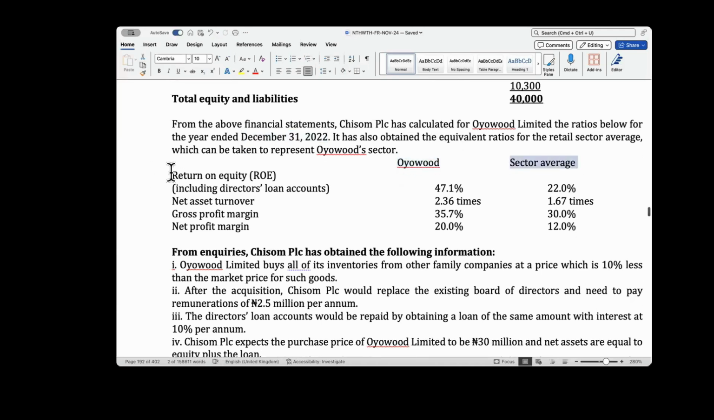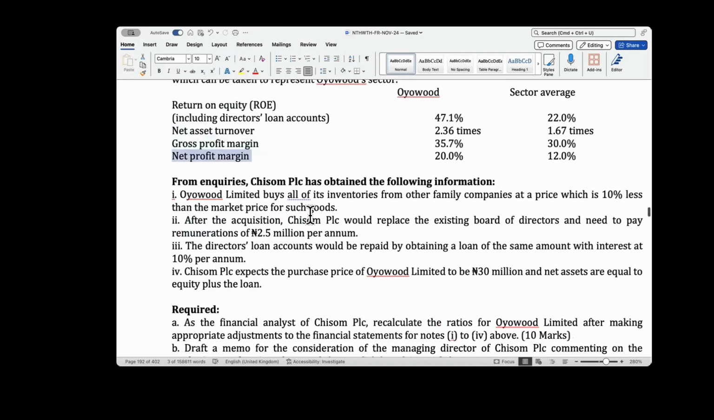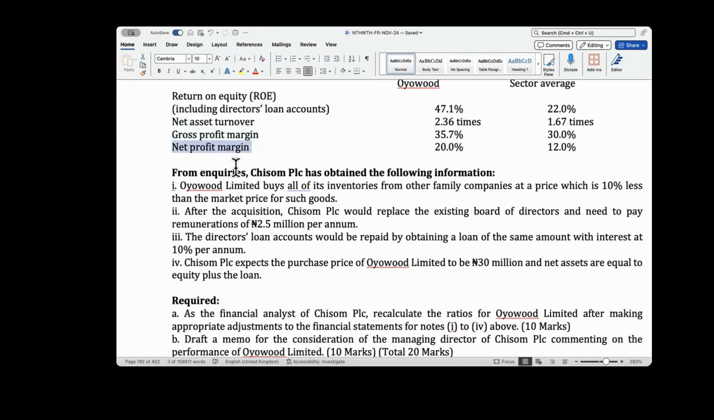And they gave us 4 ratios: returns on equity. And they now said, including directors' loan accounts. So that means in these returns on equity, they have considered directors' loan account as part of equity. Okay, I will note that. They also gave me net asset turnover. They gave me gross profit margin. They gave me net profit margin. Good. They now said from inquiries, Shison has obtained the following information.